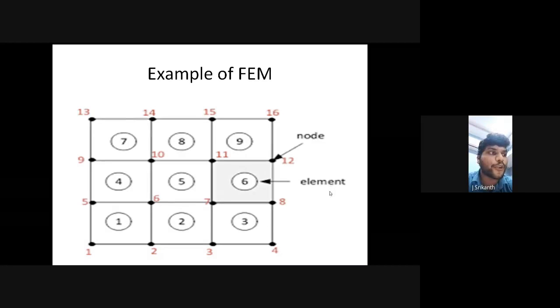How many elements are in this particular wall? 9 elements. How many nodal points? What is the meaning of nodal points? Each element has 4 nodal points. So 9 into 4, 32 nodal points will be included in this wall. So domain means an object like a bar. In this finite element method, it will include two-dimensional PPT only.